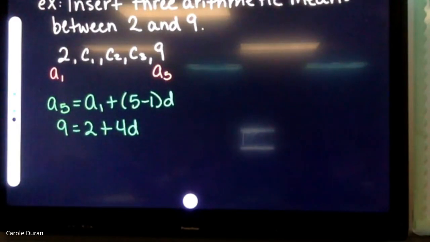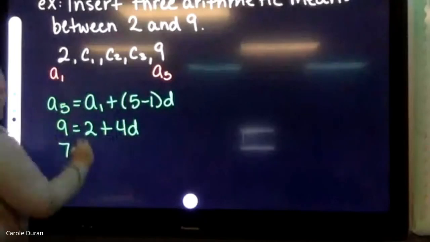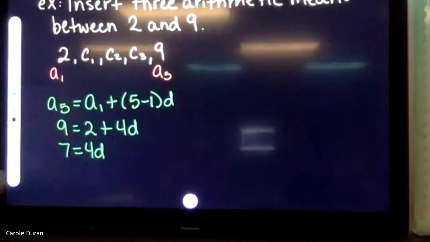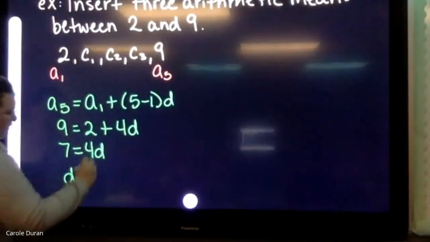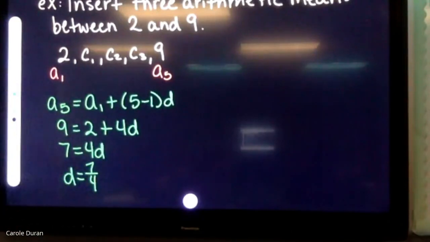So I'm going to subtract 2 over to get 7 equals 4D. And then I'm going to divide by 4. So my common difference is equal to 7 over 4 for this finite sequence. Are we all okay so far?